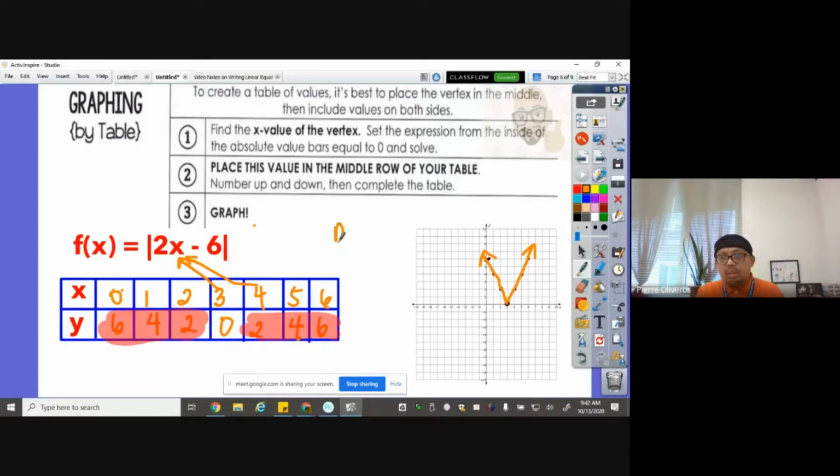What's the domain and range here? For the domain, this goes to the left, this goes to the right. So all real numbers, from negative infinity to positive infinity. The range, again, you look at the y value. The lowest y value is 0 here. So from 0 going up, bracket 0 to infinity, or you can say y is greater than or equal to 0. Okay?